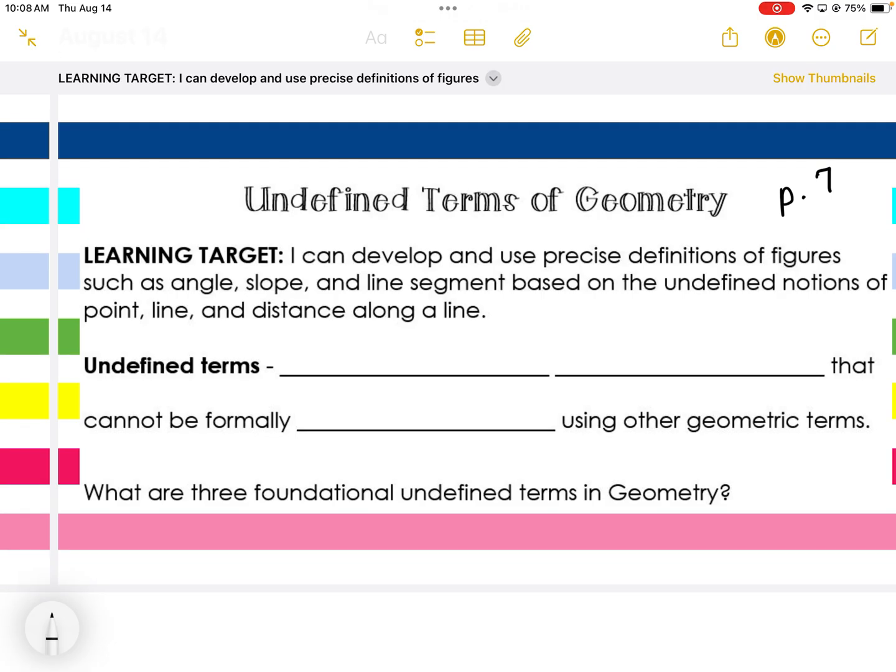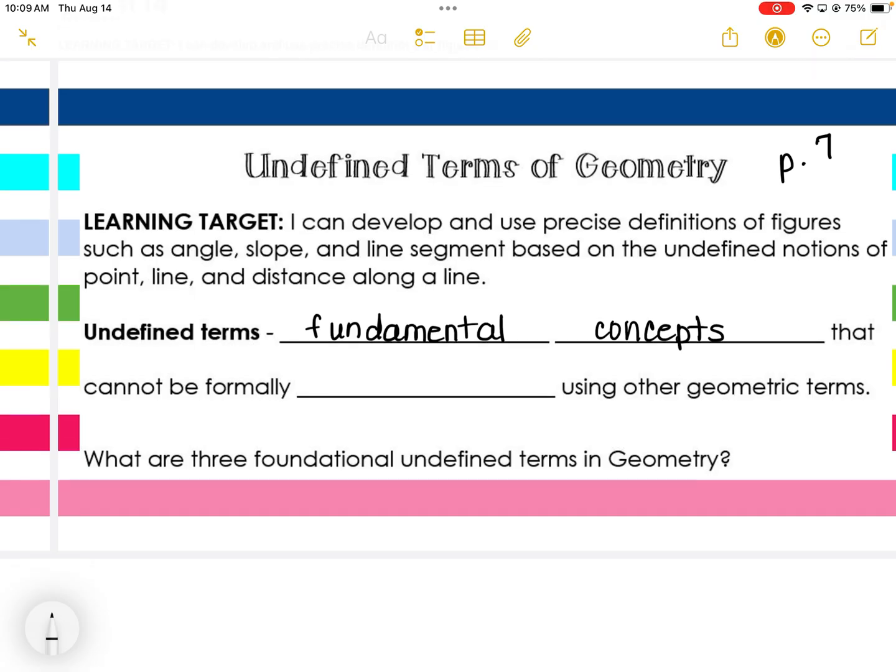Remember when we did our spaghetti and our colored dot and our index card? Those were representations of the 3 fundamental concepts of geometry. And they're undefined terms because they're very difficult to define. So we use representations, drawings, and tangible things that we used in class the other day. So fundamental concepts that cannot be formally defined using other geometric terms.